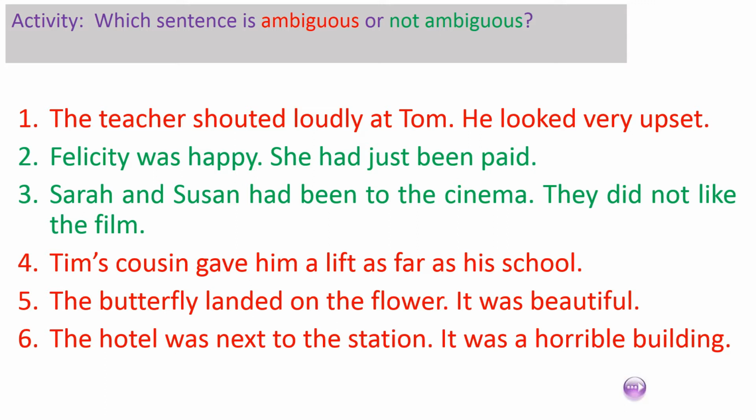Tim's cousin gave him a lift as far as his school. Now this one is clearly ambiguous because we're not sure if it's Tim's cousin's school or Tim's school. The butterfly landed on the flower. It was beautiful. Is it the butterfly who was beautiful or the flower? So this is ambiguous. The hotel was next to the station. It was a horrible building. Is it the hotel that was a horrible building, or is it the station? So this is ambiguous.